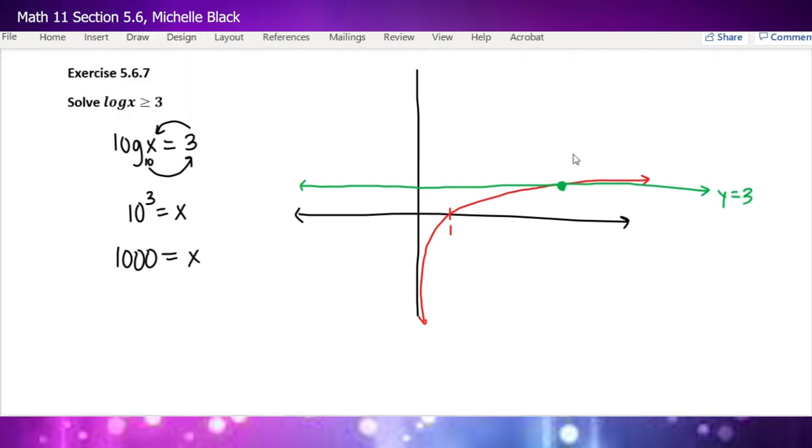And the red graph is log base 10 of x. And we saw that these two graphs are going to be equal when x equals 1,000. So this is the coordinate 1,000, 3. So after x equals 1,000, this graph is continuing to go up, or this graph is above the line y equals 3. So where is log of x going to be greater than or equal to 3? Well, it starts at 1,000, and from that point on, the red graph, or log of x, is greater than or above the graph y equals 3.